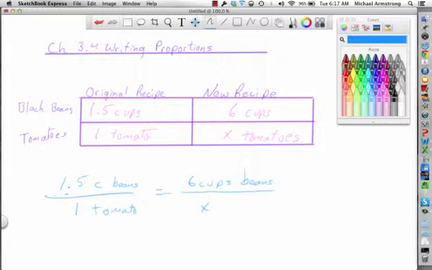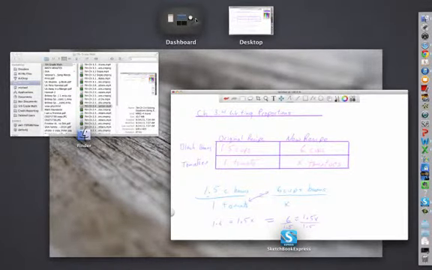We can use cross products, or we could figure out how many times 1.5 goes into 6. And cross products is probably easier. So we multiply 1 times 6, and we set that equal to 1.5 times x. And that is the same as 6 is 1.5x, because 1 times 6 just simplifies to 6. And then we divide both sides by 1.5 to get the x by itself. And it could be that you want to use a calculator for that. We're going to do 6 divided by 1.5 because that's the fractional form.